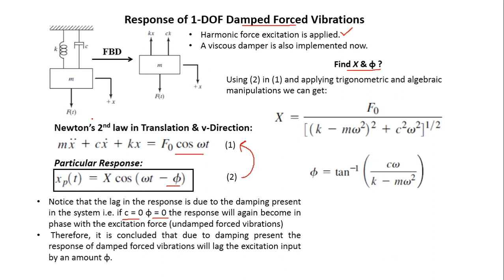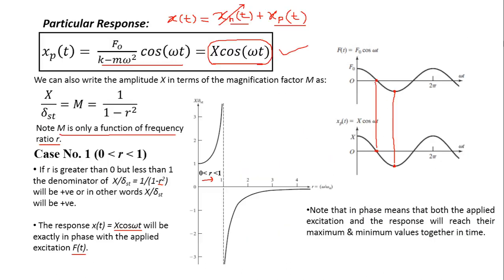Okay, so we have to differentiate this equation number 2 with respect to time once and then twice, and then substitute the values here in equation number 1, and applying some trigonometric and algebraic manipulations we can find the value of x and phi. Now these are the same steps that we did in this case.